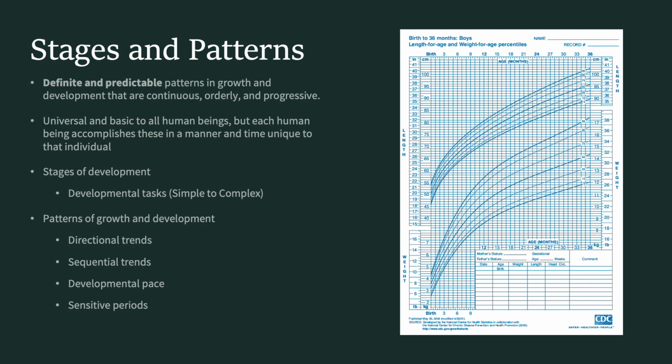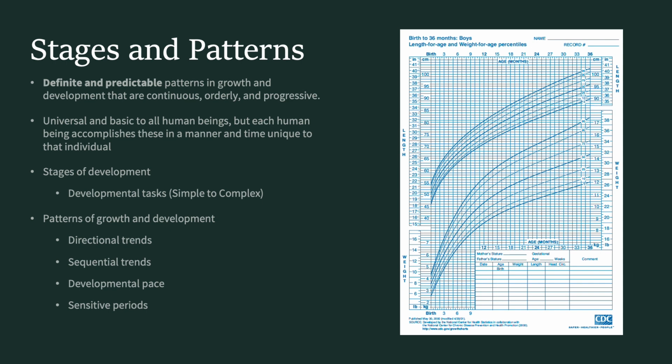As growth and development occurs, we know that there is a definitive pattern and definitive stages that happen. These are continuous, they're orderly, it's progressive. These are basically predictable patterns that we can say all humans, no matter where you come from, no matter where you live, will progress through these stages. And these are universal. The same thing with the stages of qualitative development. They move from simple to complex, and we can predict some of these. And the patterns that we're going to see are both directional, sequential, and paced.